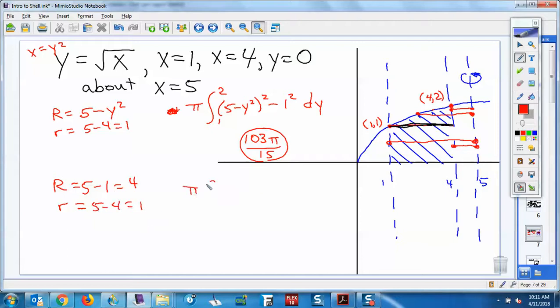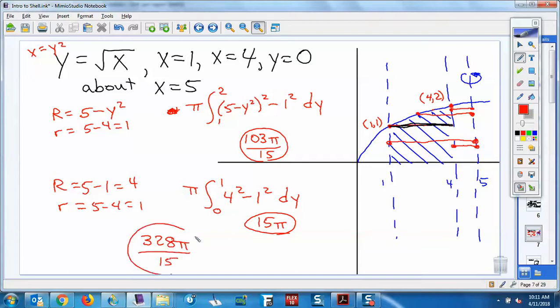So this is going to be pi from what to what? 0 to 1, up to the black there. And then that's going to be pi, and that's going to be big R squared minus little r squared, right? Like that. And that's 15 pi, I believe. And so altogether that adds up to 328 pi over 15, I think is what the other class had, if I remember right. So that's how you would have to do that.